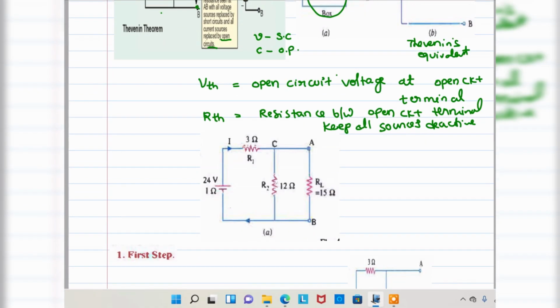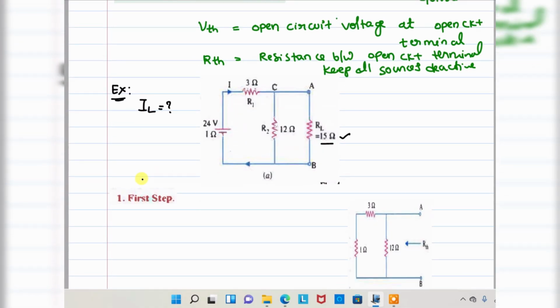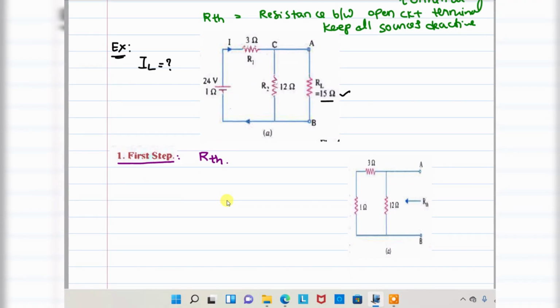Okay, let me take an example to make you understand Thevenin's theorem clearly. See here, this is a circuit. I want to calculate the current flowing through the load resistance of 15 volts. Okay, this is the problem. You need to calculate the load current IL. So how to calculate the load current? Step by step I am going to explain. So here, step 1. What is step 1? Find RTH. That is step 1.